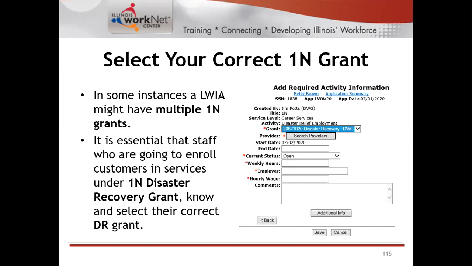In some instances, some local areas are going to have both the disaster recovery and the employment recovery grant. So it's really important staff understand which grant they're enrolling clients in. So this is where that attention to detail is going to come into play, of making sure staff understand your grants.